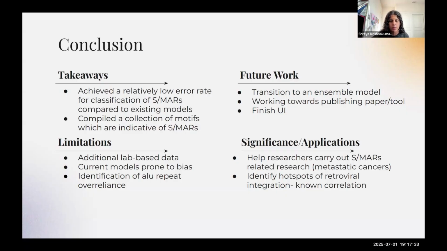For future work, we're transitioning towards an ensemble model in order to improve our capabilities. We're working on publishing our paper and tool and finishing our user interface so that people can use the tool. The significance and applications of our model are that it will help researchers carry out SMAR-related research, which means potential improvements in prognosis for patients with metastatic cancers thanks to new related discoveries, and also further identification of hotspots for retroviral integration, which could lead to better methods of treating retroviruses.